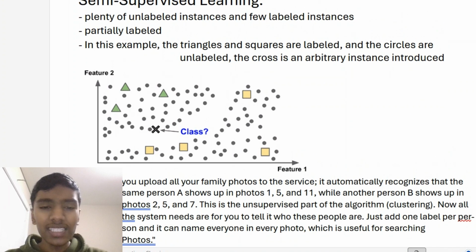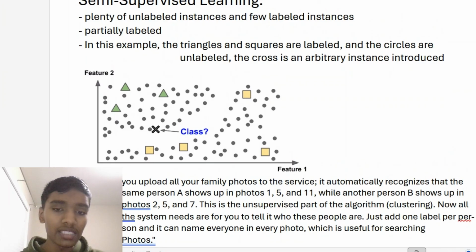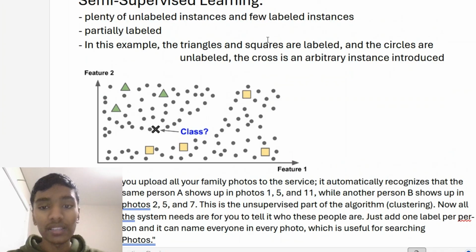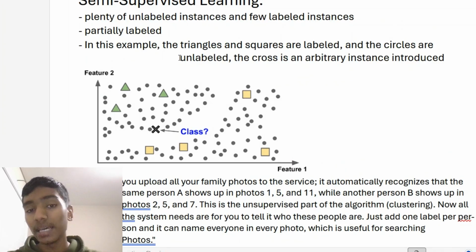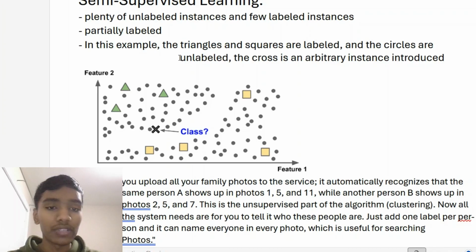Let's give an example here. This example isn't totally accurate to the textbook, I guess you could say, because in this example you have the triangles and the squares that are labeled and the circles are unlabeled. So in this case, you technically have more labeled instances than unlabeled instances, but it's still demonstrating the idea that you're utilizing both of those characteristics.